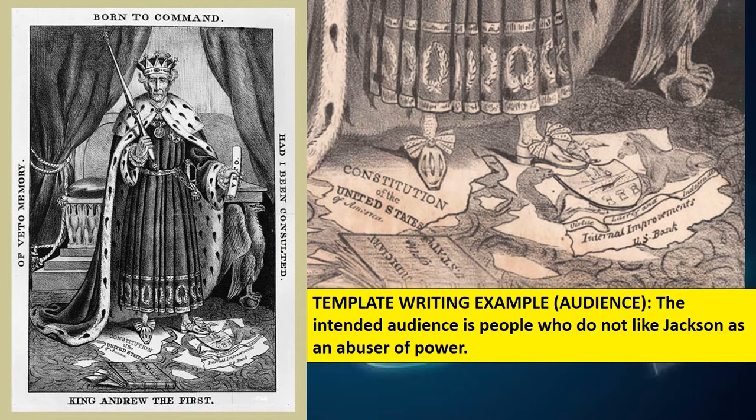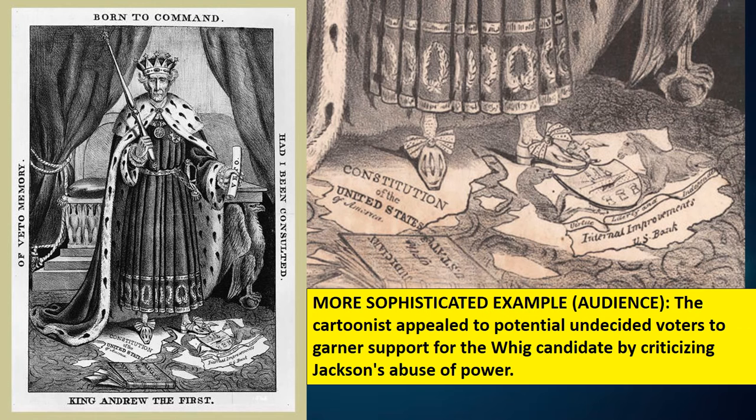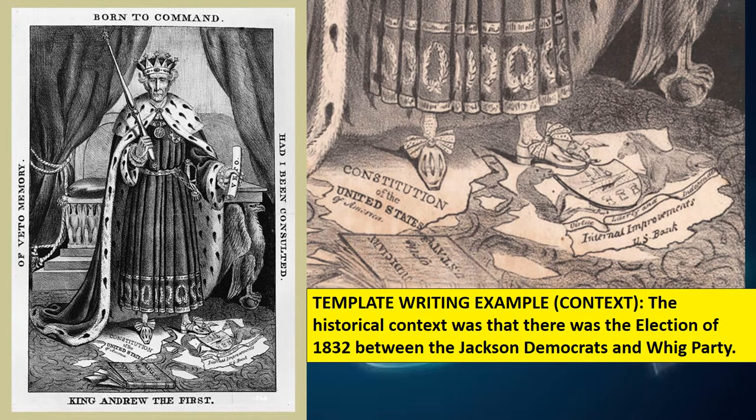Template writing, we want to avoid this. The intended audience is people who do not like Jackson as abuser of power. Better example: the cartoonist appealed to potential undecided voters to garner support for the Whig candidate by criticizing Jackson's abuse of power. One more, template writing for context.